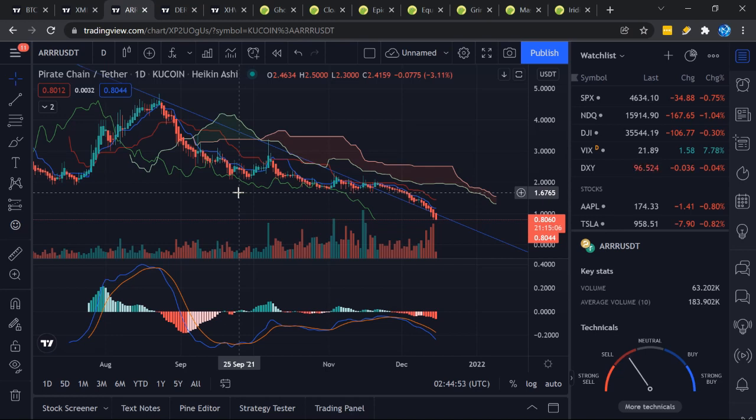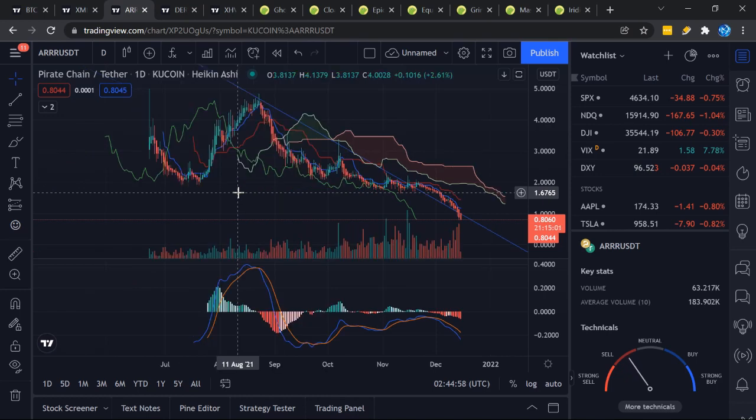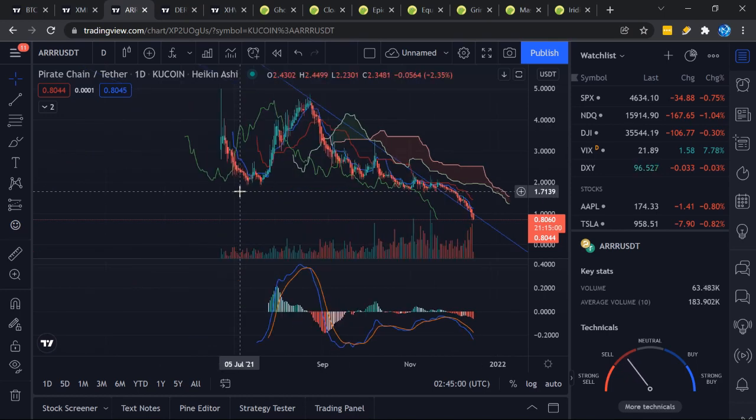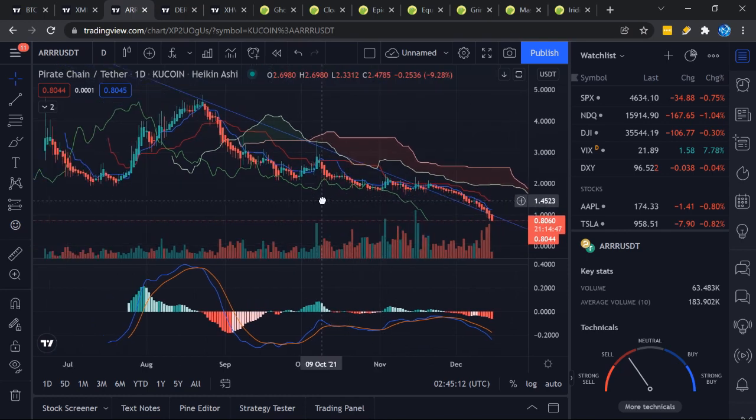And this could provide a buying opportunity later down the road, but again, I like to be patient with these things. I'm not trying to rush in here, and I like to see clear reversals, a higher low, and a reversal of this trend before entering a position in something like this.